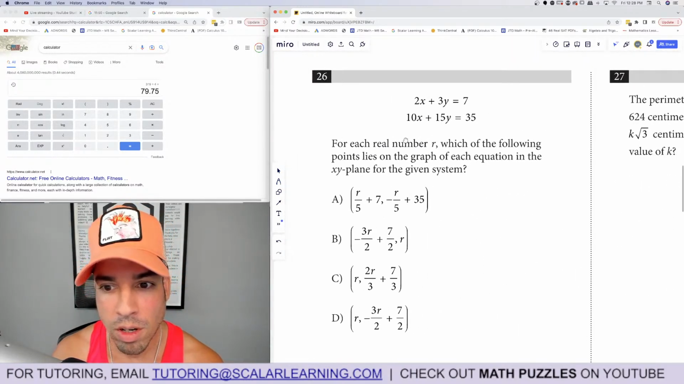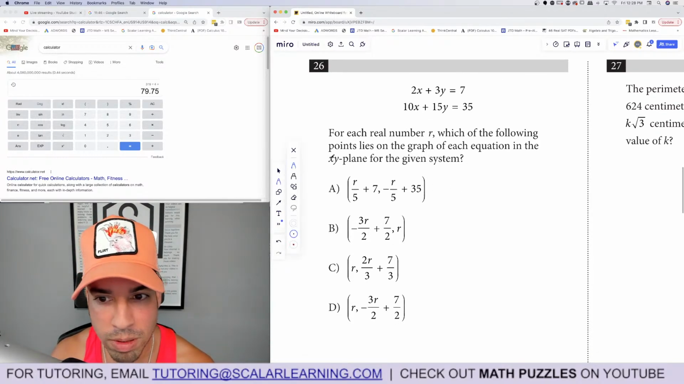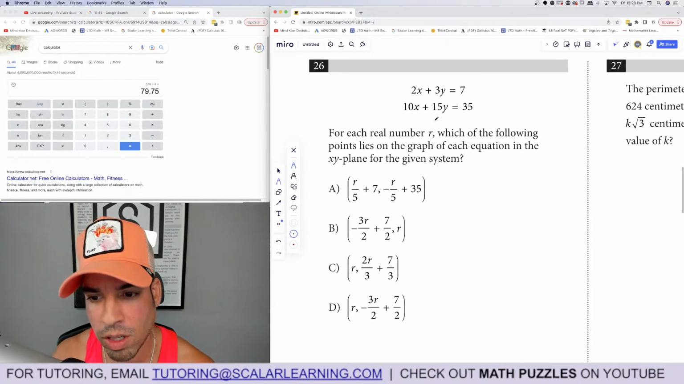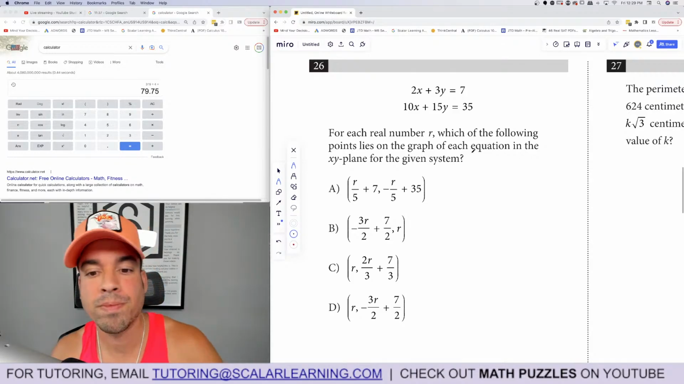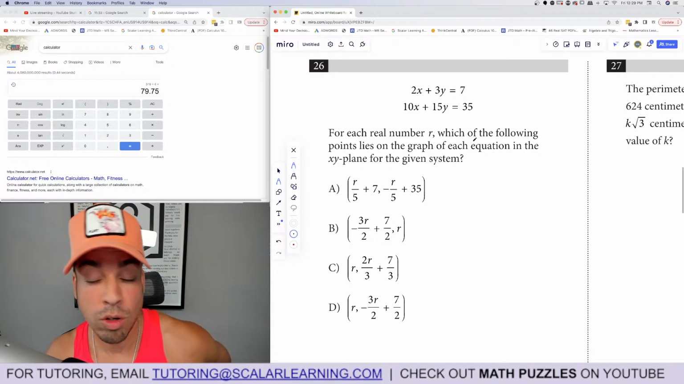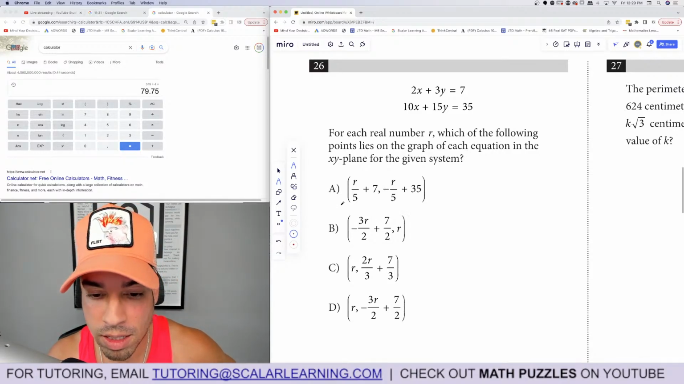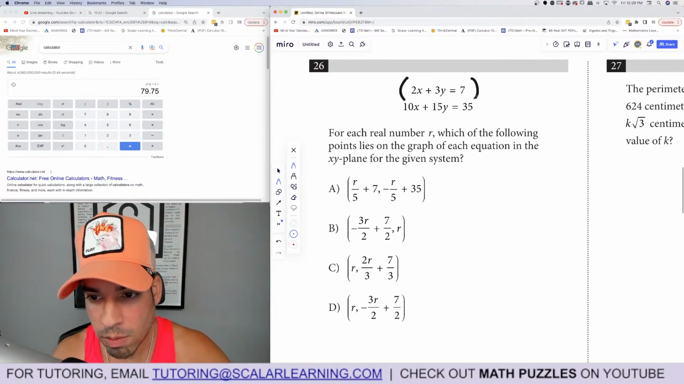Okay, 2 left. Question 26: for each real number r, which of the following points lies on the graph of the equation in the xy plane in the given system? What? Okay, this looks crazy. So basically we have to solve for this, but this is so strange with the r. Okay, whatever. Let's not even think about it and fall into their trap.